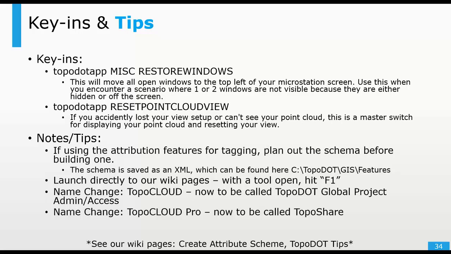Next item is there has been a couple of name changes, specifically for the TopoCloud platform. So TopoCloud itself, for data hosting, is now going to be called TopoDOT Global Project Admin and Access. The admin is for uploading data. The access side is for the TopoDOT user to gain access to that uploaded data within the TopoDOT environment. TopoCloud Pro, which was the web linked dashboard of your projects, is going to be called TopoShare.